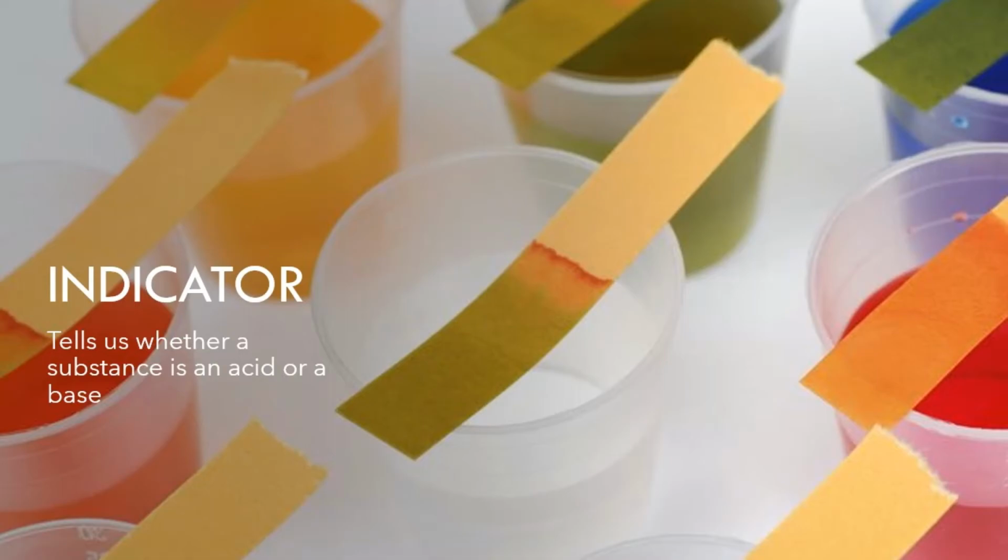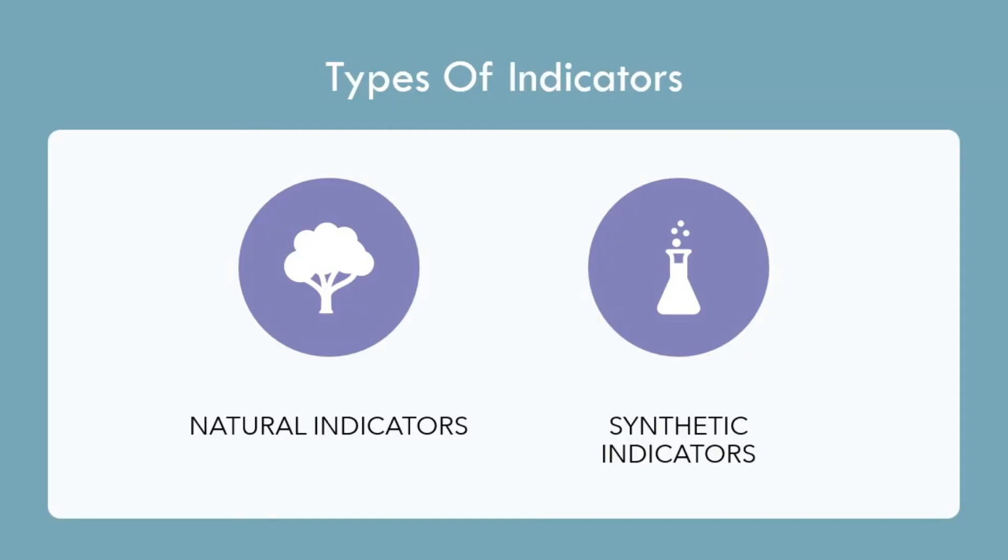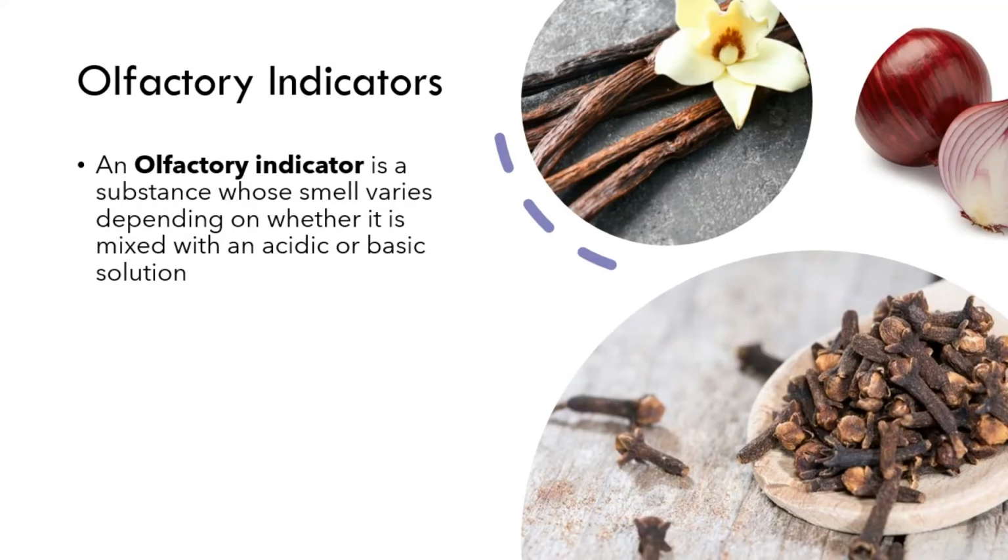So what are the kinds of these indicators? There are natural indicators which are available naturally, for example litmus and turmeric, or there are synthetic indicators or man-made indicators, for example phenolphthalein. There are also olfactory indicators, which means they change their odor or smell when they're added to a given substance to tell us whether that given substance is acidic or basic. The examples of such indicators are onions, cloves, or vanilla.